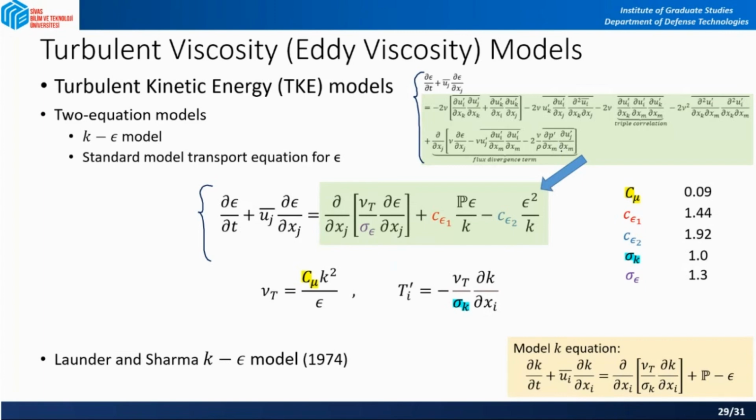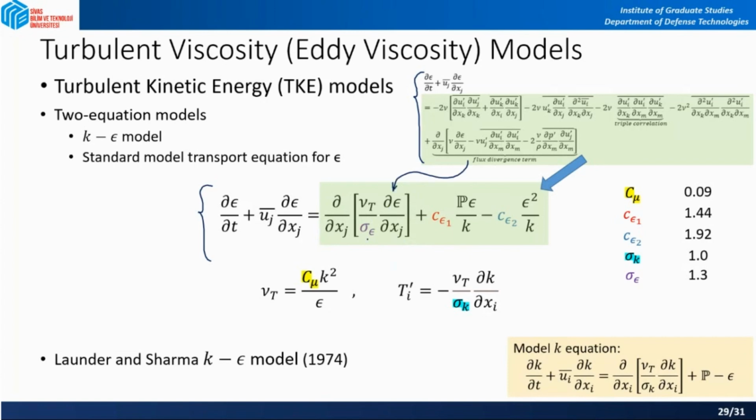As it is seen, the right hand side of the exact equation, this very complicated part, is completely replaced by some model terms. You see, completely different. For example, the flux divergence term, you have the flux divergence term ddxj, it is replaced by this.